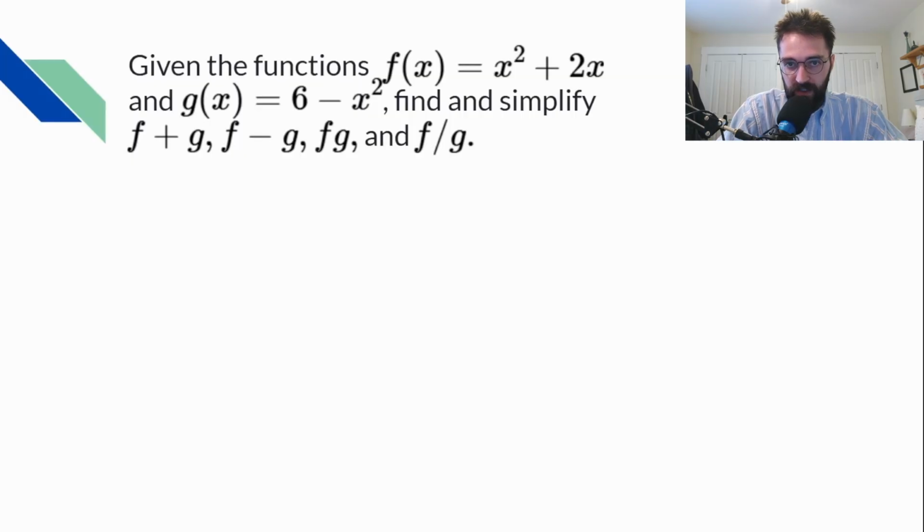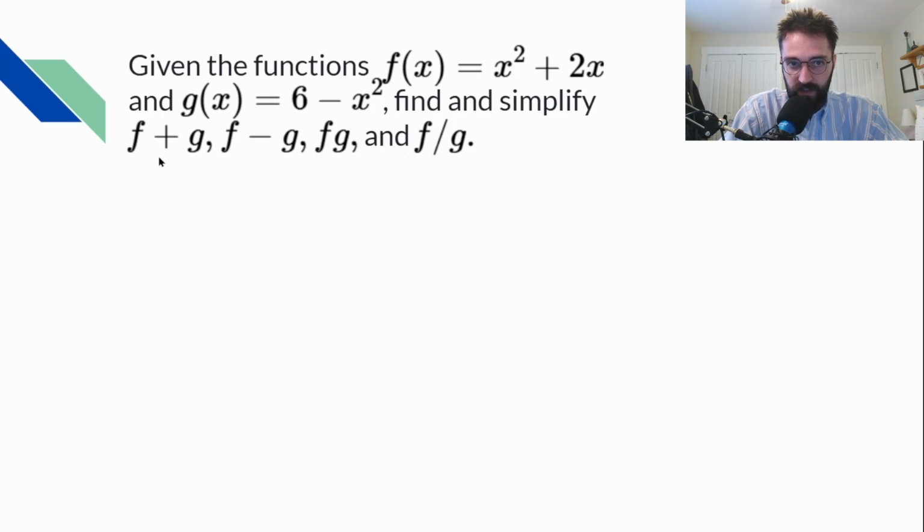Next, let's shift gears and talk about combining functions. In the next example, we'll take a look at composition of functions. But for now, let's just start simply with this. Given the functions f of x equals x squared plus 2x and g of x equals 6 minus x squared, find and simplify f plus g, f minus g, fg, and f over g.